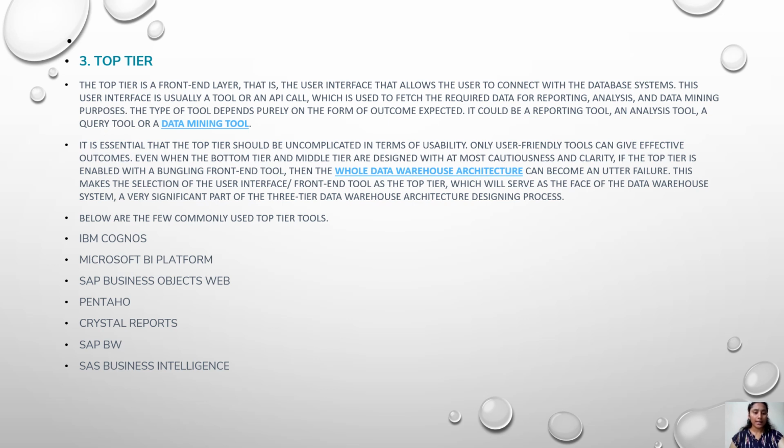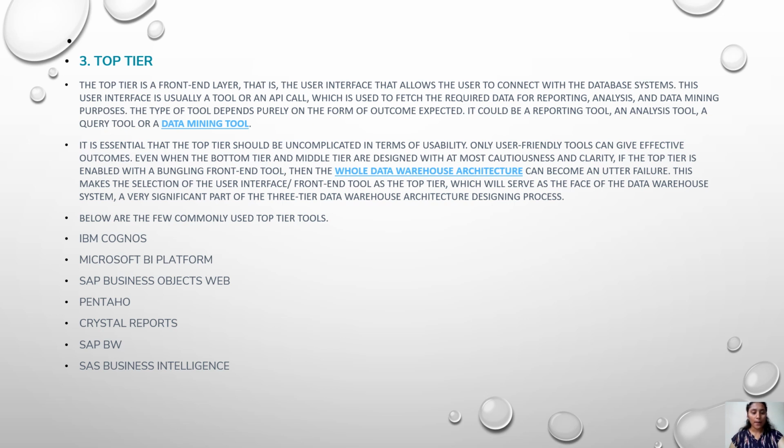It is essential that the top tier should be flawless in terms of usability. Only user-friendly tools can give effective outcomes even when the bottom tier and the middle tier are designed with the utmost caution and clarity. If the top tier is equipped with poor front-end tools, then the whole data warehouse architecture can become an entire failure. This makes the selection of the user interface front-end tools as the top tier, which will serve as the face of the data warehouse system.